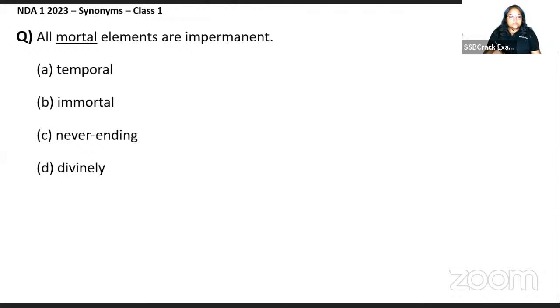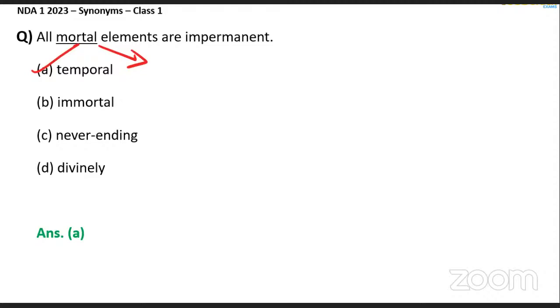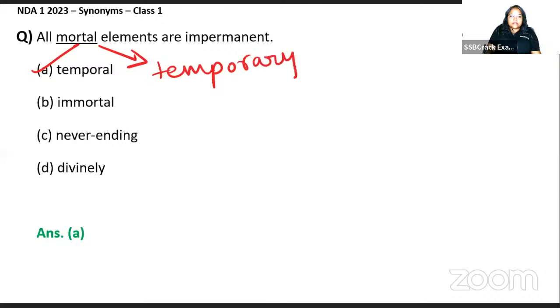ये तो simple है. All mortal elements are impermanent. A. Temporal. Absolutely. Mortal means? Ma'am, finite we can say. We say men are mortal beings. That means we are not permanent. Die sometime. Yes, we are temporary, right? So temporal and temporary, they are more or less same. Temporal means time bound, limited to time. Something to do with time, we say temporal. Okay. So here option A is our answer. Nice. Next one.